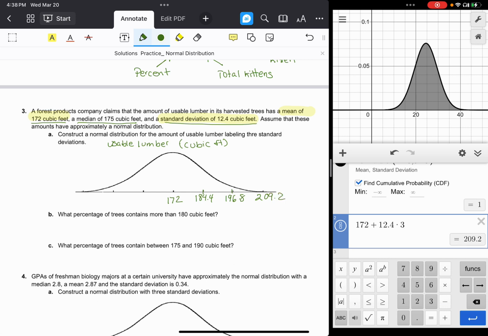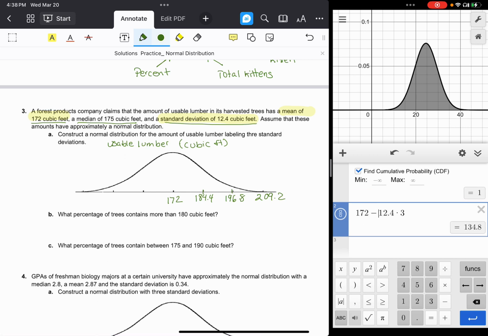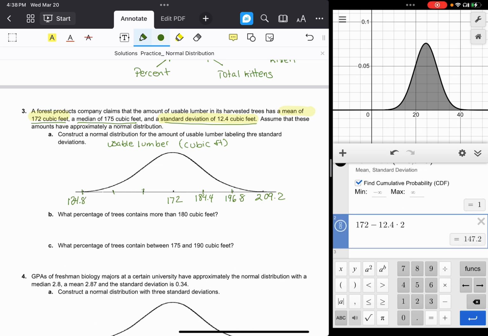And then we'll do the same thing below. I start and I just subtract those 3 standard deviations. So 1 standard deviation below, 2 below, 3 standard deviations below, 134.8. Then I'll switch out that 3 to be 2 standard deviations below. And then last but not least, 1 standard deviation below, and I have my filled in completed normal distribution curve.